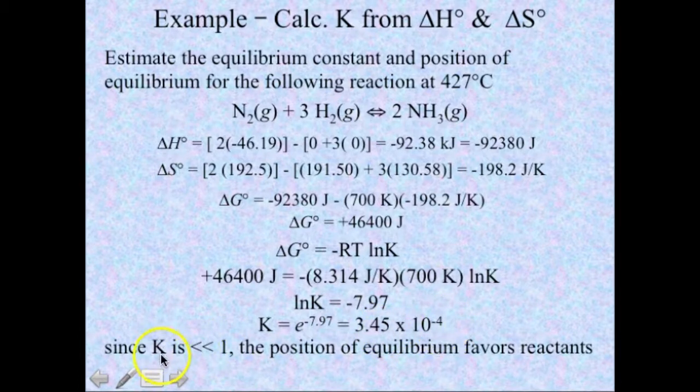And since K is much less than 1, the equilibrium position favors the reactants. That's because K is much less than 1.